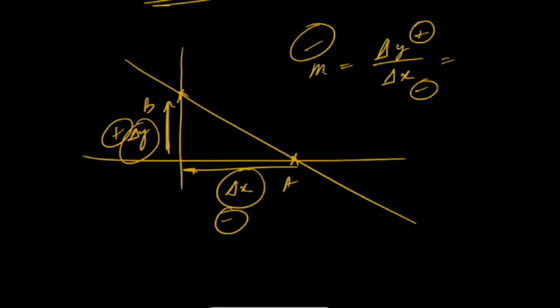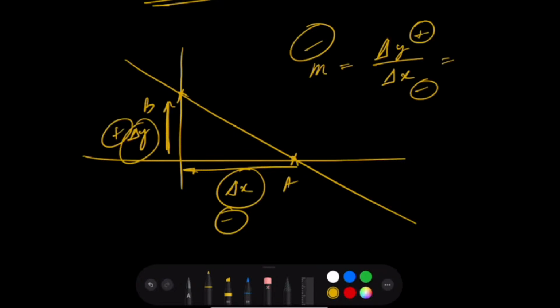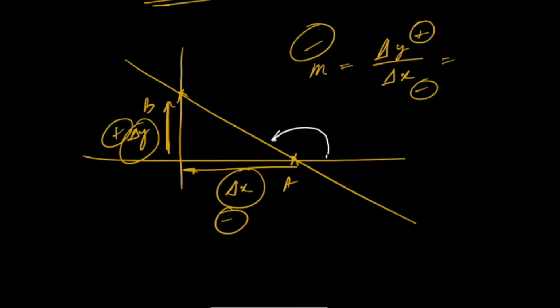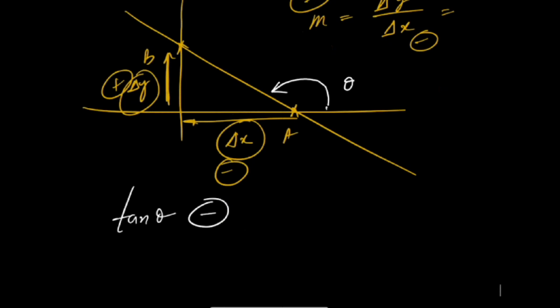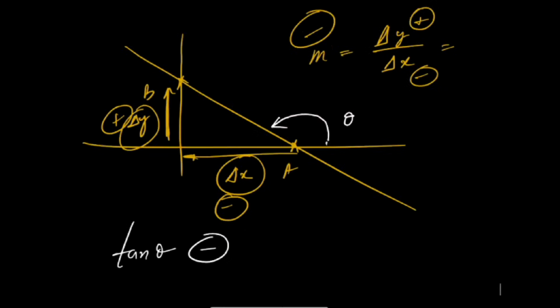And what about the angle? If you look at the angle that this line makes with positive x-axis, that angle is obtuse. That means it will lie between 90 and 180. So what is tan theta? Tan theta is also negative. You know why? Because in second quadrant only sin is positive, tan is negative. Clear?